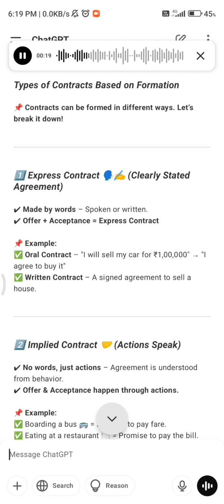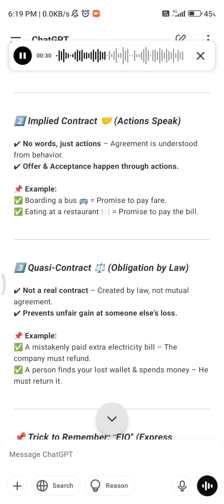Example: oral contract. I will sell my car for $1,000. I agree to buy it. Written contract: a signed agreement to sell a house. 2. Implied contract: no words, just actions. Agreement is understood from behavior. Offer and acceptance happen through actions. Example: boarding a bus, implied promise to pay fare. Eating at a restaurant, promise to pay the bill.